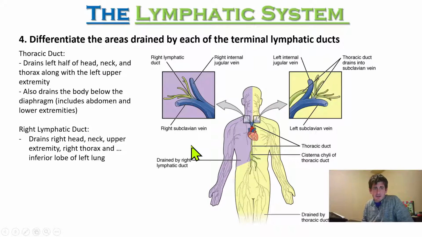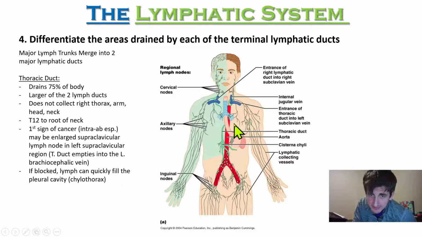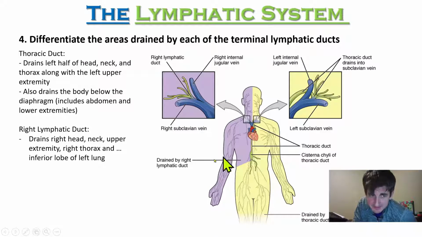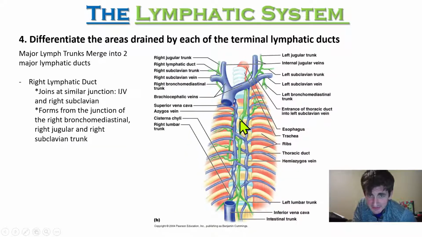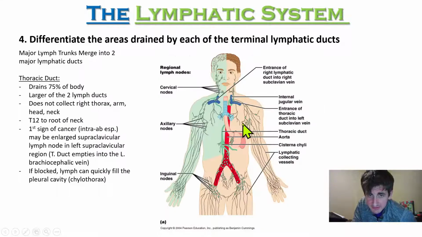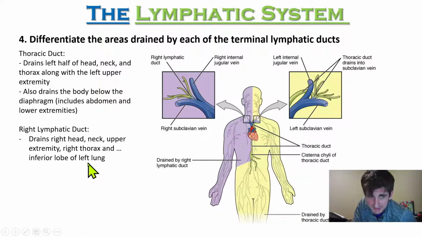Now the right lymphatic duct, okay, so here's an exception. This is important to know. It drains the right head, right neck, upper extremity on the right side, and right thorax. But it also will drain the inferior lobe of the left lung. So the inferior lobe of the left lung, which is so precise, inferior, will be drained by the right lymphatic duct. And can we see a picture of that? No, so I don't know why that happens. But anyways, that's something to note.